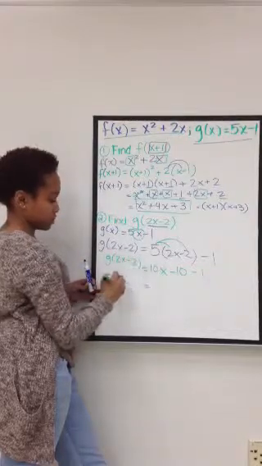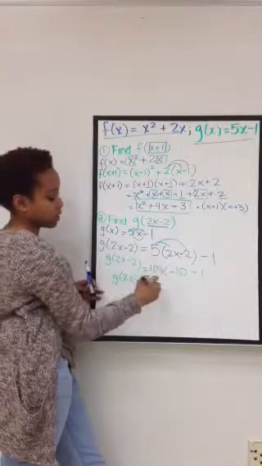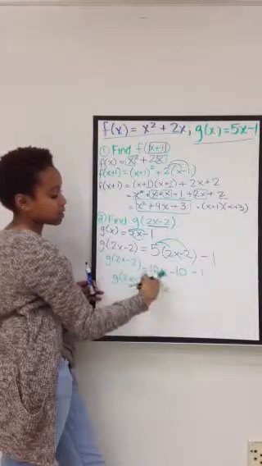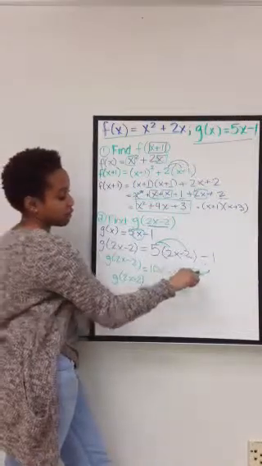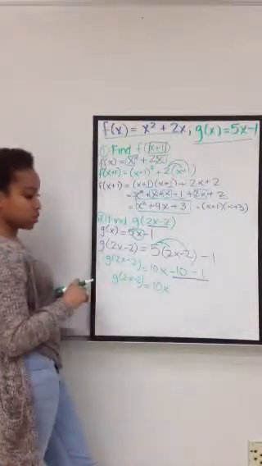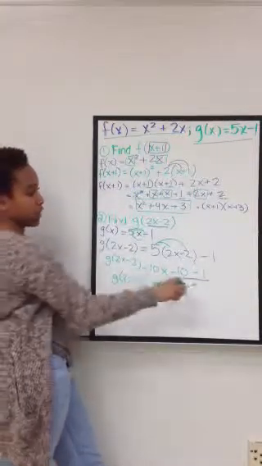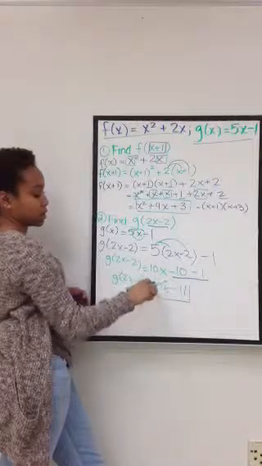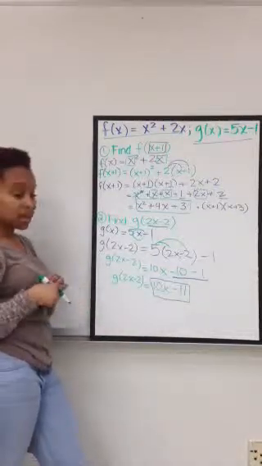So that gives me 10x. I can't combine the 10x with anything because they don't have like terms. But right here I have minus 10 and minus 1. And that'll give you minus 11. So that will be my final answer right here. So g of 2x minus 2 is equal to 10x minus 11.